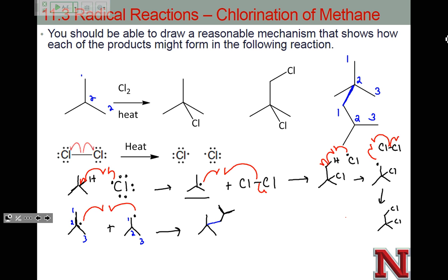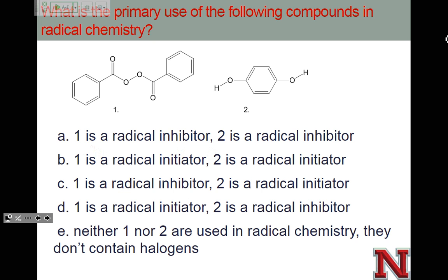But we can show those mechanisms for all of those. Again, notice the amount of electrons that we're showing moving, that's the amount of arrows we have to draw, because each arrow represents a movement of one electron. We're talking about radical chemistry. So before we get into the thermodynamics and reactivity of this reaction, we first have to talk about initiators and inhibitors.